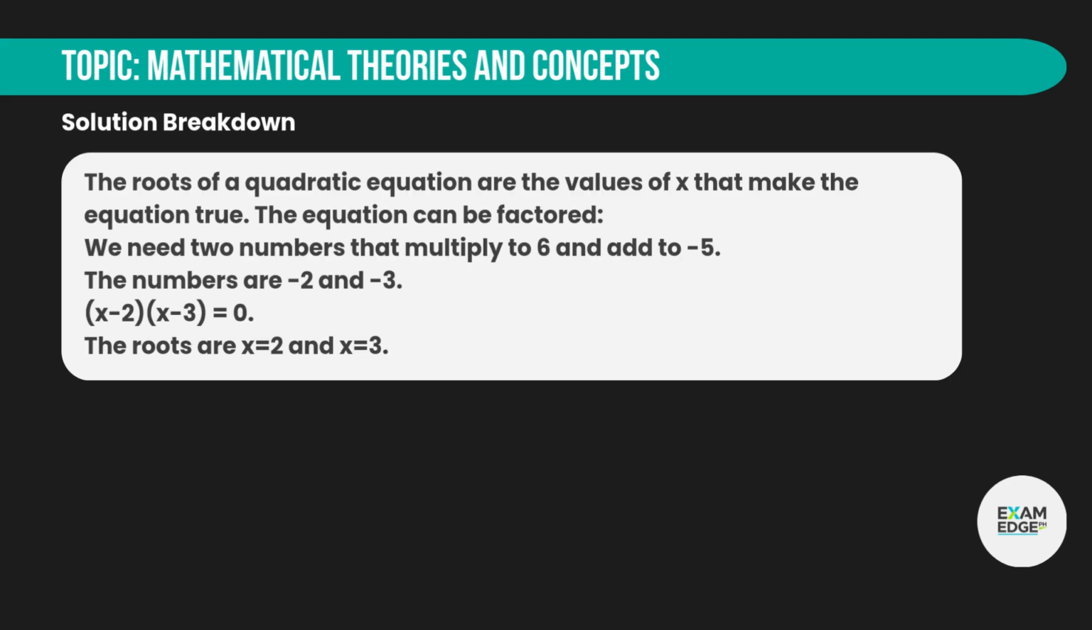Solution breakdown. The roots of a quadratic equation are the values of x that make the equation true. The equation can be factored. We need two numbers that multiply to 6 and add to minus 5. The numbers are minus 2 and minus 3. X minus 2 times x minus 3 equals 0. The roots are x equals 2 and x equals 3.